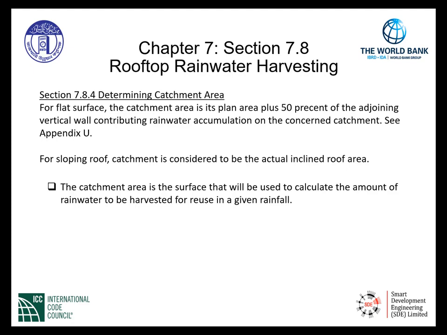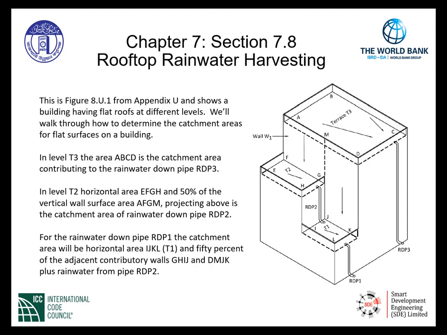The catchment area is the surface that will be used to calculate the amount of rainwater to be harvested for reuse in a given rainfall. The graphic indicated on the right-hand side of the slide, this figure is 8.U.1 from Appendix U as referenced in the previous slide, and shows a building having flat roofs at different levels. We'll walk through how to determine the catchment areas for flat surfaces on a building.